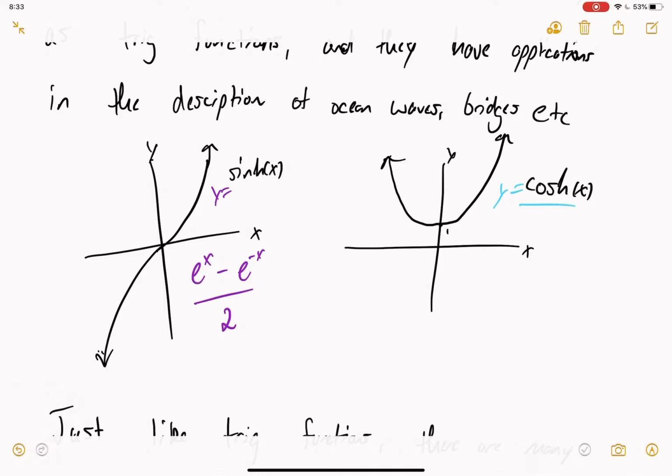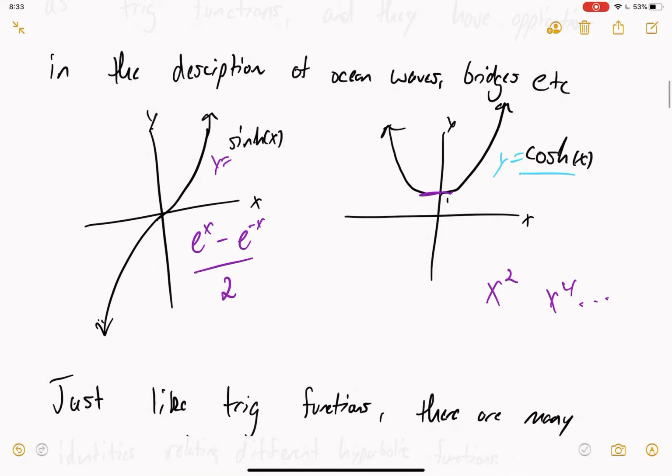And hyperbolic cosine is going to be like this U shape right there. So kind of like what would happen if you take x squared or x to the fourth and so on. When you look at these functions, as you increase the power, they actually get flatter and flatter. Basically cosh of x is going to be pretty flat around 1, around x equals 0.